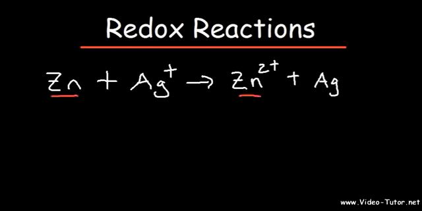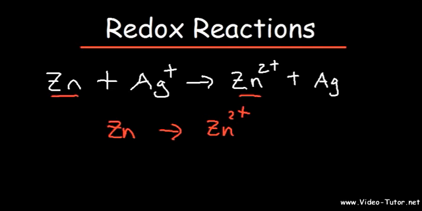So let's start with zinc. Zinc metal converts into the zinc 2 plus cation. Now, the first thing you want to do is balance the atoms. So the zinc atoms are balanced. We have one zinc atom on the left side, one zinc ion on the right. Once all the atoms are balanced, the next thing you want to do is balance the charges.